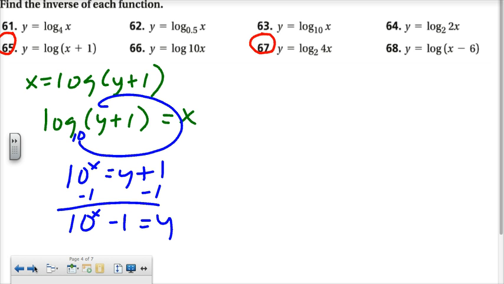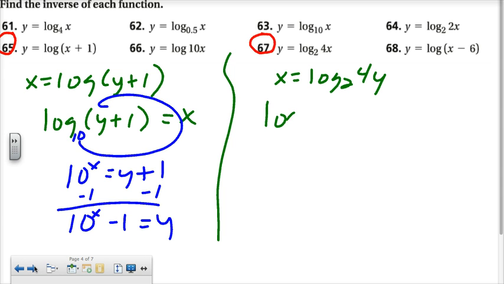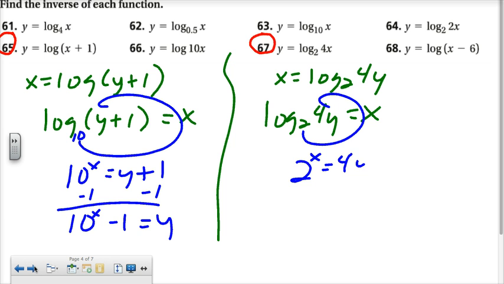Next one up is 67. So switch the x and the y. Reverse the order. And snail shell. So 2 to the x equals 4y. Divide by 4.